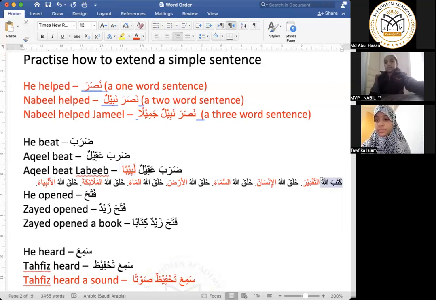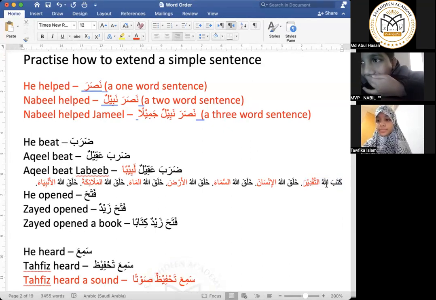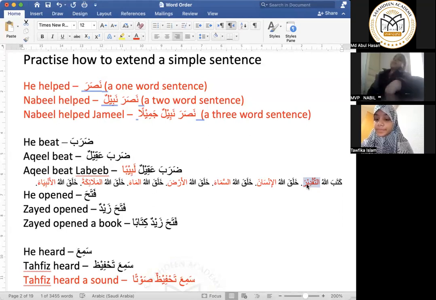Tawfika, read this example. كتب الله التقدير. Meaning? Allah wrote the fate. Who wrote? Allah wrote. So the word Allah is fa'il. We gave it dhamma, right? Yes. And at-taqdira, what did he write? The fate, which is taqdir. And what did we give? A fatha.